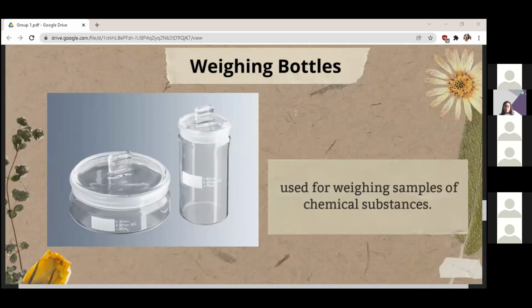Weighing bottles used for weighing samples of chemical substances. Weighing bottles are glass laboratory equipment used for precise weighing of solids.